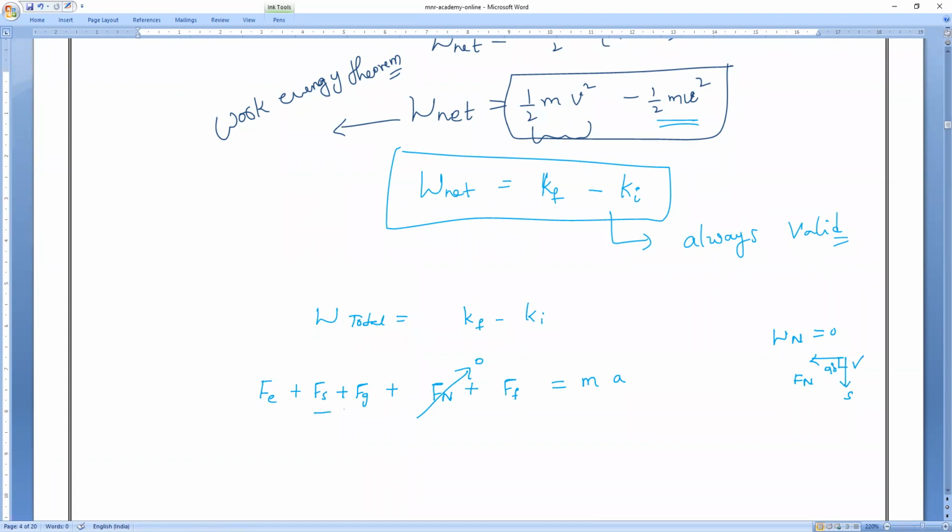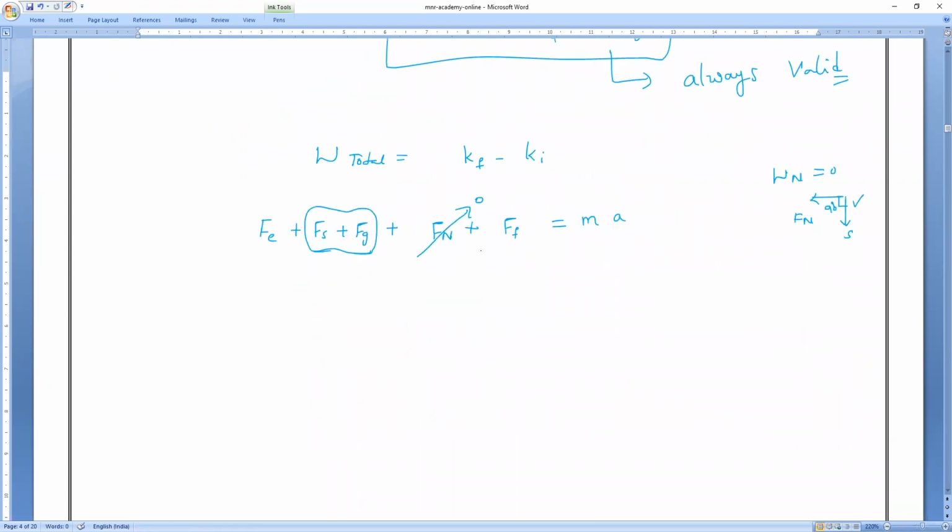Now, the spring force and gravitational force, both together are an example of something. Anybody can tell? If you remember the previous lectures, you can answer easily. Conservative forces. And the force of friction is what kind of force? Non-conservative. Every lecture has a connectivity: conservative and non-conservative.